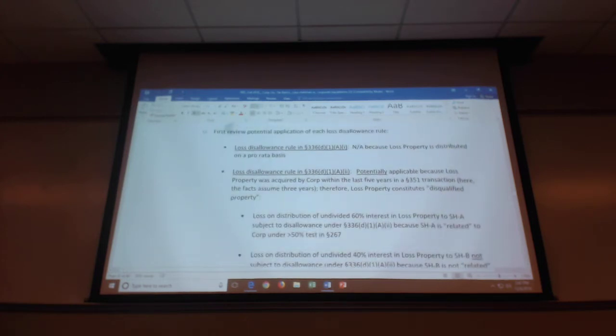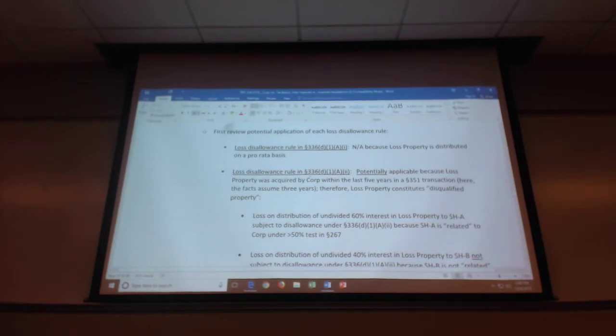Okay. The first one, this section, is the rule that applies to a non-pro rata distribution of loss property to a related party. To a related party. And this is in the fact pattern where the property has a built-in loss at the time of the distribution.